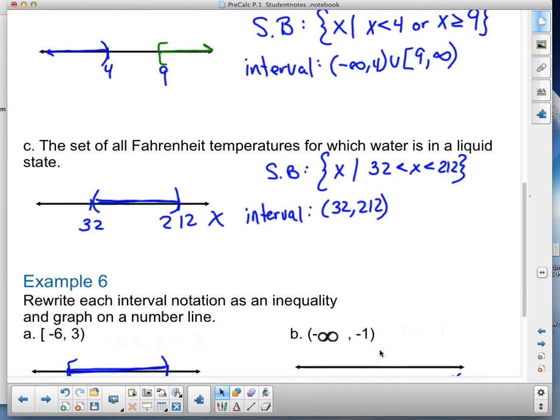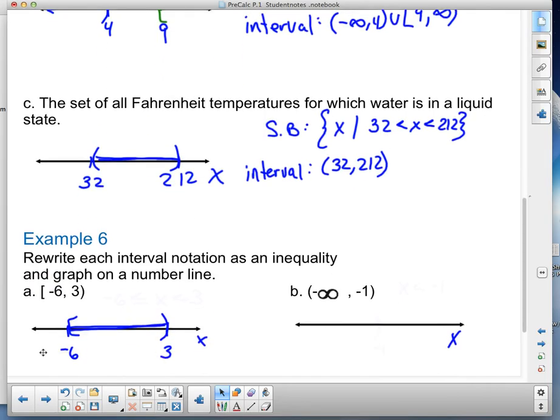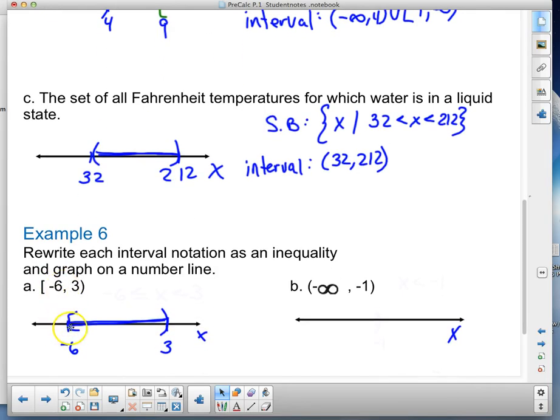In example 6, rewrite each interval notation as an inequality and graph on a number line. Well, the first thing is I like to graph it first. So if I graph this first, I've got -6, it's closed, 3, it's open. So it's kind of nice to be able to take this and do it that way. Now I can go -6 is less than or equal to x, which is less than 3 as my inequality notation.